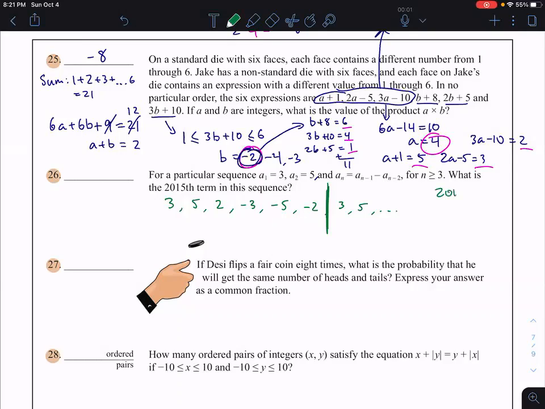So we just divide 2015 by 6 to find the remainder. And the remainder, which is 5, the remainder will tell us everything. So we have a remainder of 5. So we want to choose the 5th term of the pattern. And in this case, that is -5. So the 2015th term will be -5.